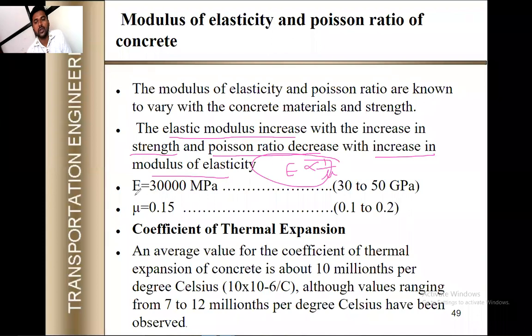E for concrete is 30,000 MPa or 30 gigapascal, and mu is 0.15. Generally it is 0.1 to 0.2, and 0.15 is preferred. Then what is the coefficient of thermal expansion for the concrete? Alpha is equal to 10 into 10 raised to minus 6 per degree Celsius. This is the coefficient of thermal expansion for the concrete.